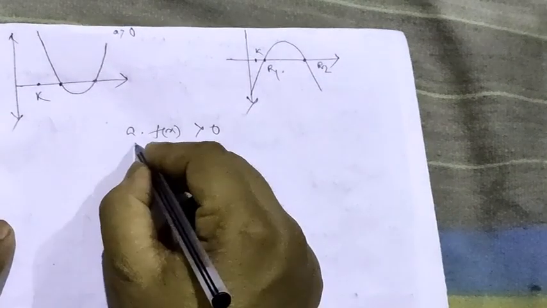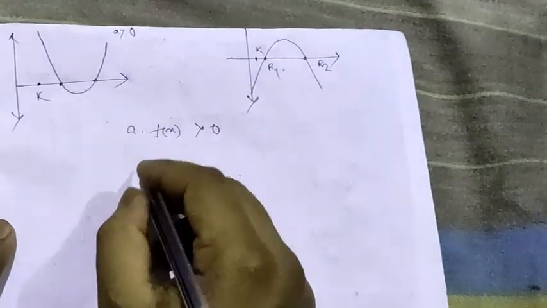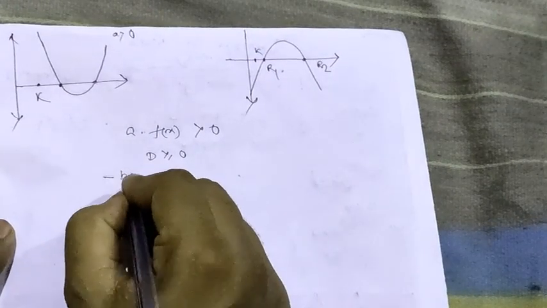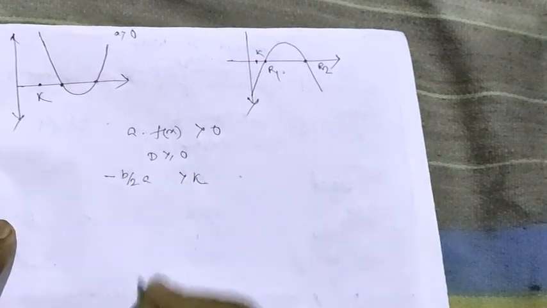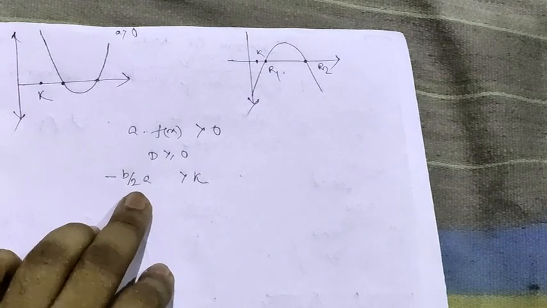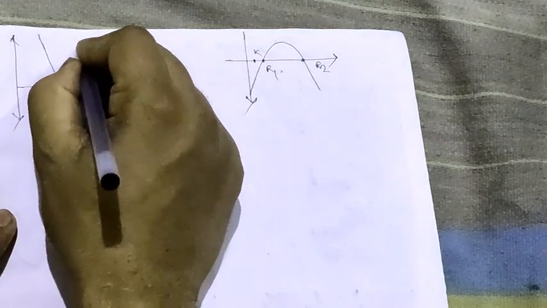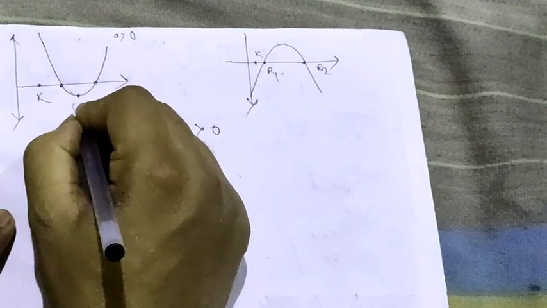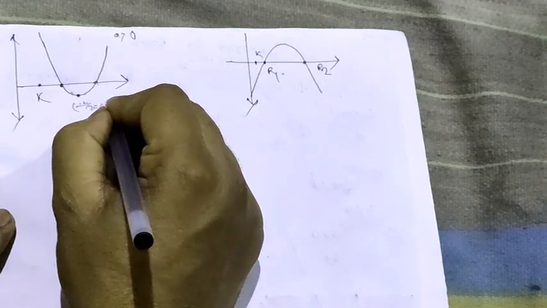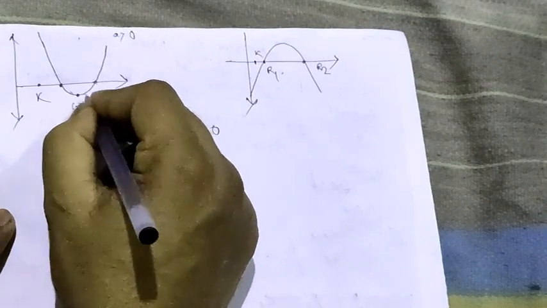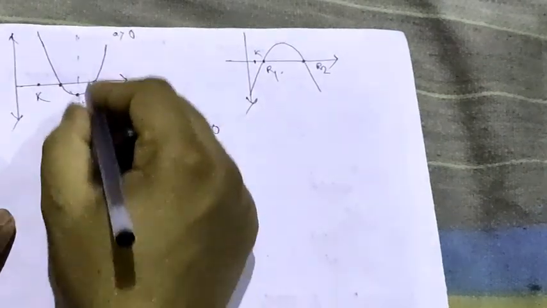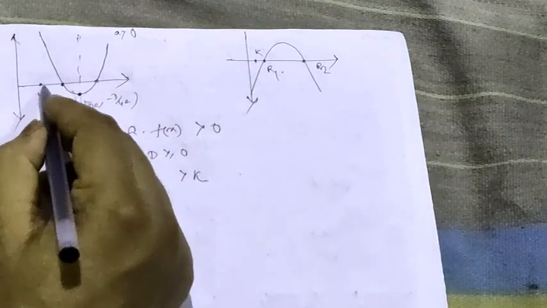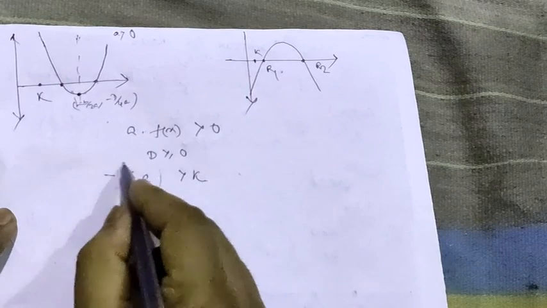If a multiplied by f of x is greater than 0, and D is greater than or equal to 0, and minus b by 2a is greater than k. Here you should know that the maximum point has coordinates minus b by 2a and minus D by 4a. So it is the line x equals minus b by 2a. In this case, you can check that minus b by 2a, that is the x coordinate, should be greater than k.